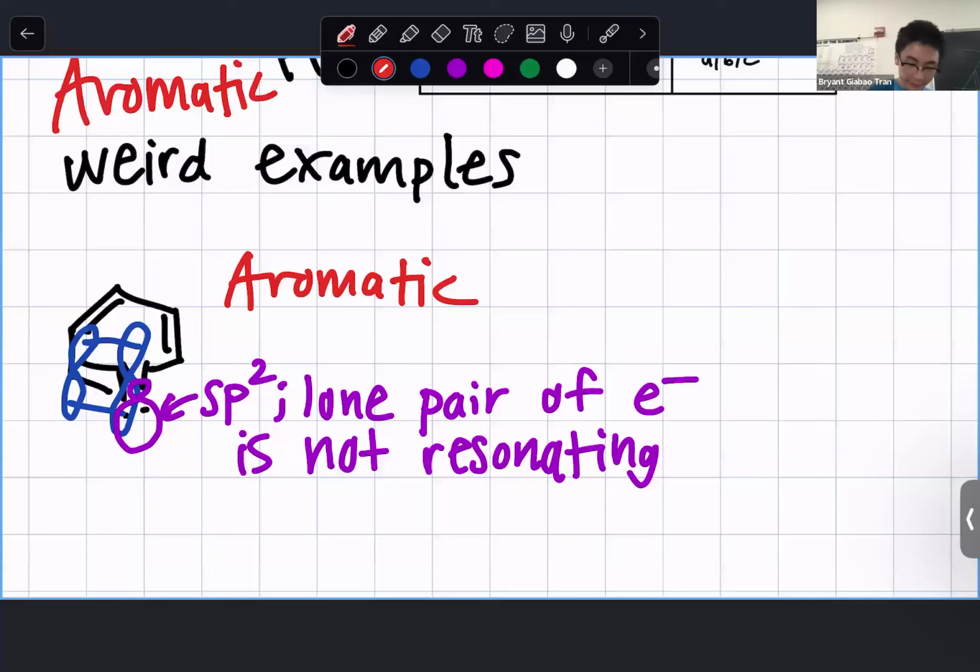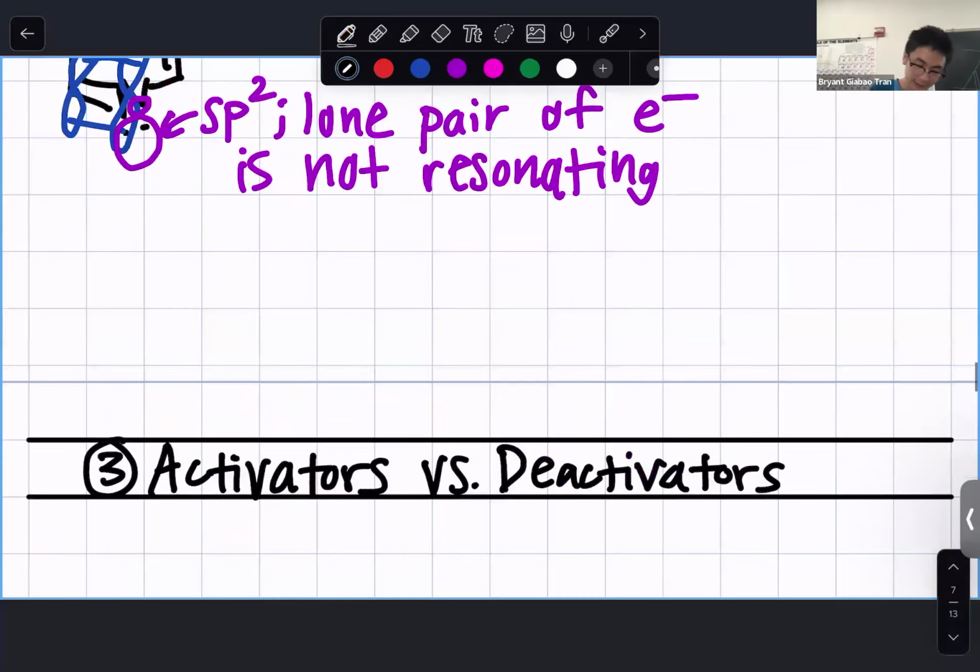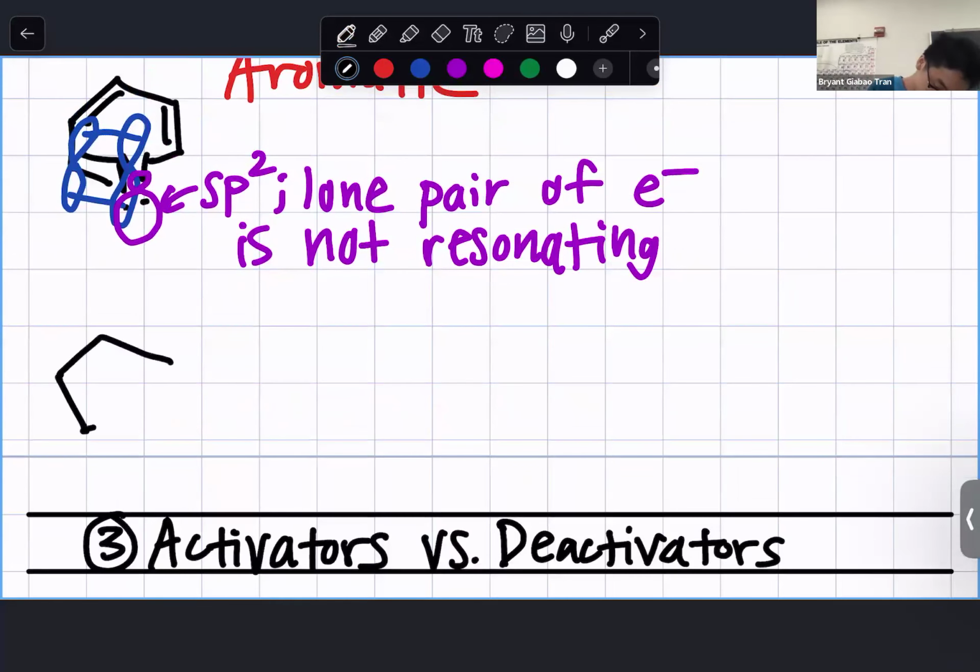Okay. Another odd example is a carbonyl in a ring. So let's say we have this ring right here with a carbon double bond oxygen. You can't figure out how many lone pairs of electrons are participating here from what it's drawn as right here.